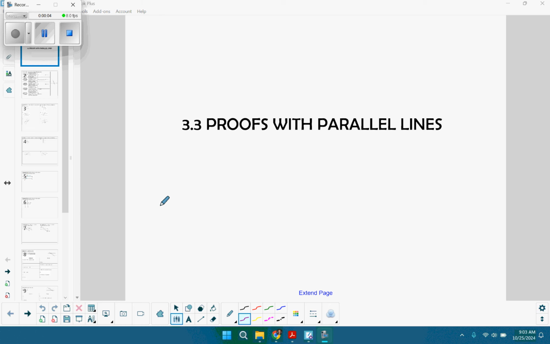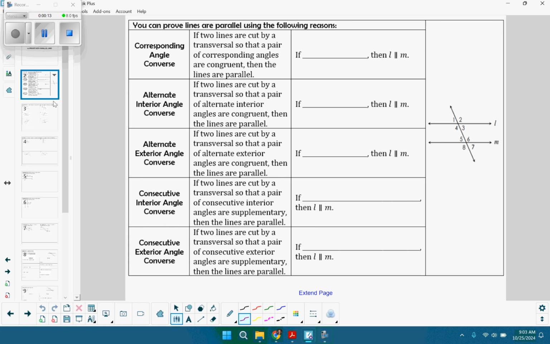This is lesson 3.3. We're going to talk about proofs with parallel lines, and to do that, we're going to be talking about ways to prove lines are parallel. So notice that we have all of these same relationships that we had of our theorems. We had a corresponding angle theorem, we had an alternate interior angle theorem, and so on.